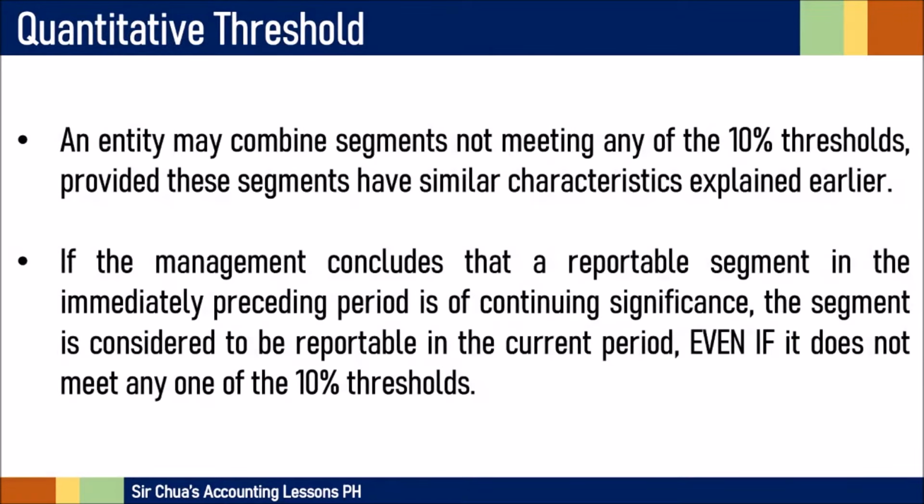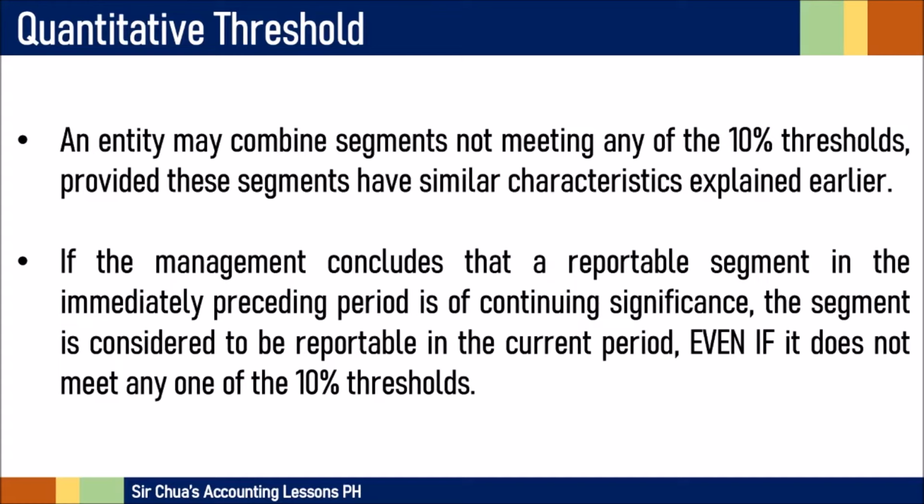An entity may combine segments not meeting any of the 10% threshold provided these segments have similar characteristics. So, kung gusto mo siyang makapasok dun sa 10%, pwede mo siyang i-combine provided similar characteristics siya na pasok dun sa mga in-explain natin kanina.